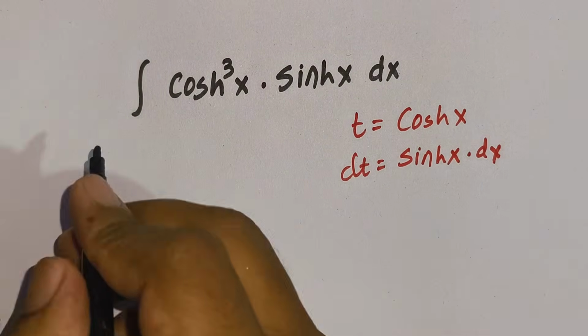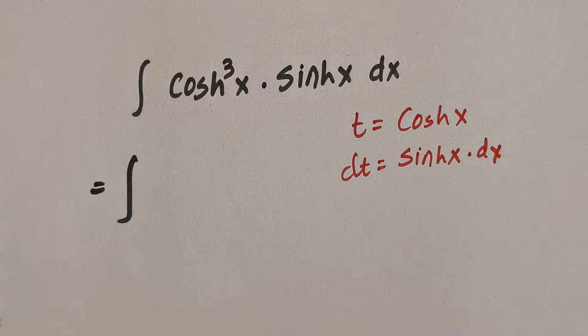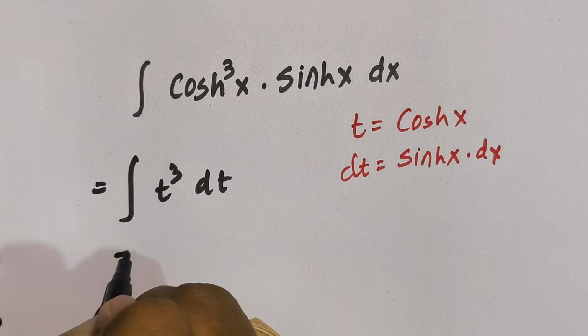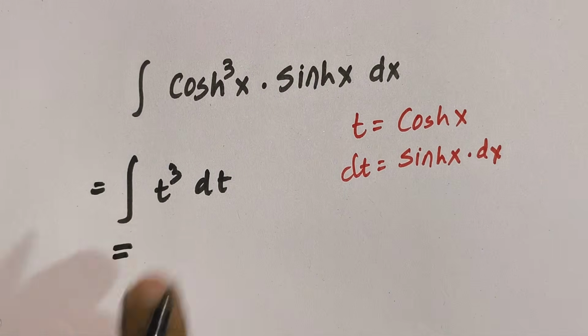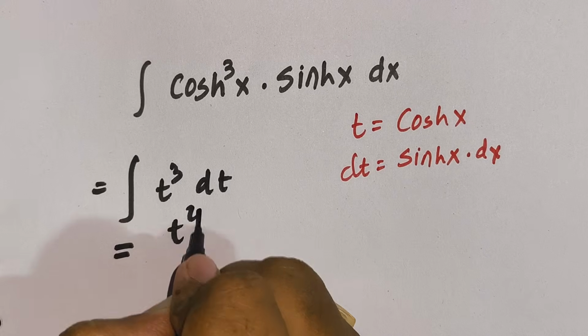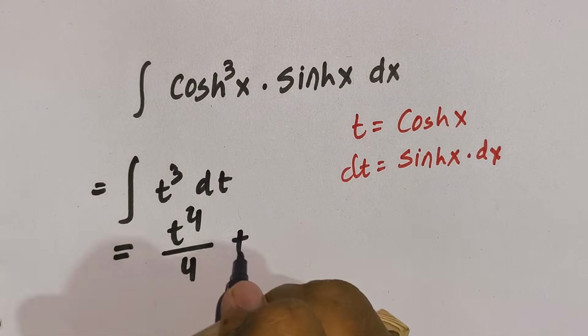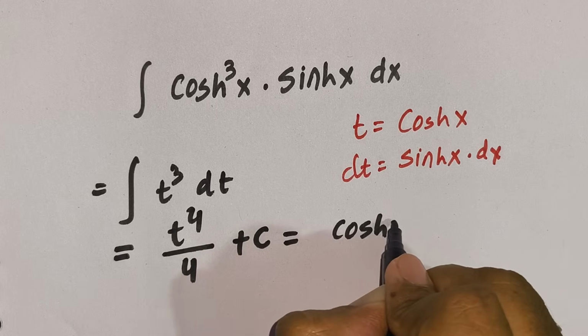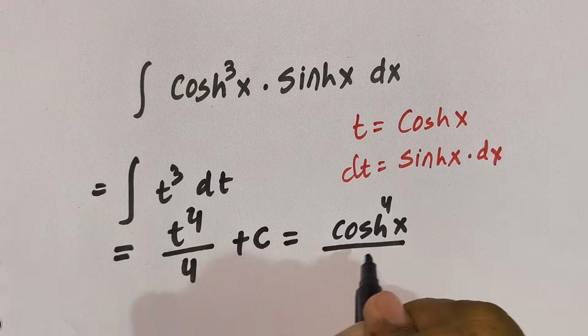So this integration becomes: this is t cube, this is dt. From the basics of integration, we have the integration of t cube as t to the power 4 over 4 plus c. And what is t? t is hyperbolic cosine x. So the answer is hyperbolic cosine x to the power 4 over 4.